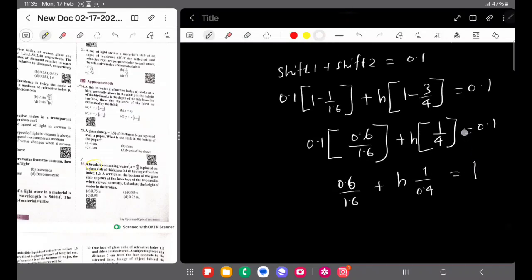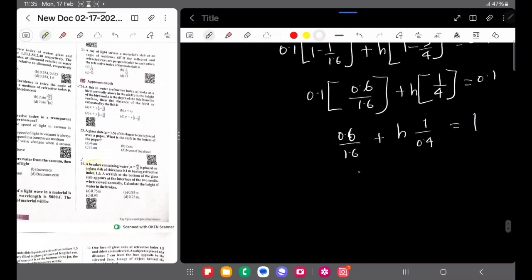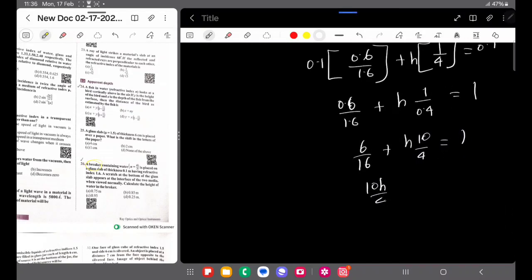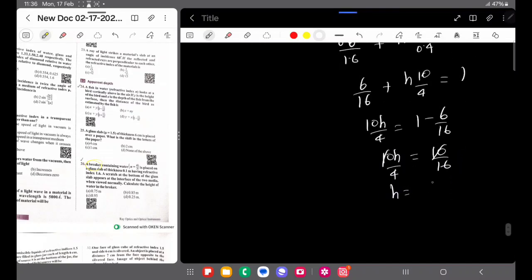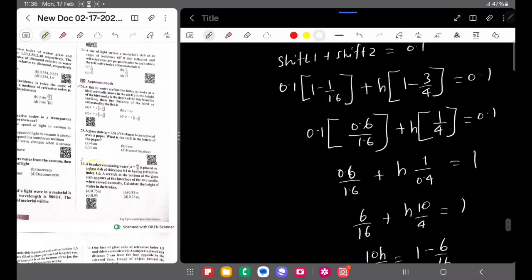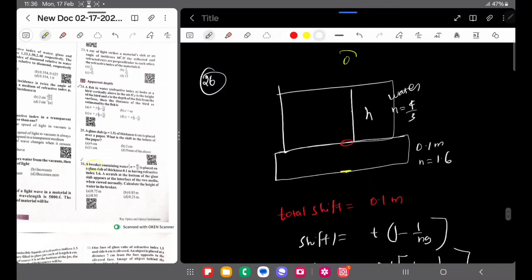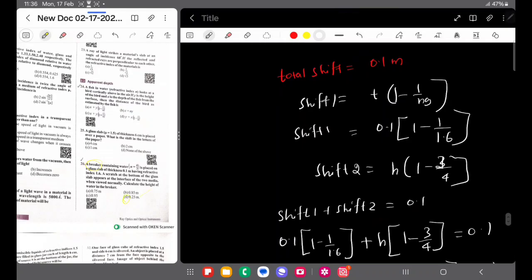So on this side we'll be having the 1. On simplifying this, I can rewrite the same as 6/16 plus 10h by 4 equal to 1. So what I got is 10h by 4 equal to 1 minus 6 by 16. So 16 minus 6, it's 10 by 16, and 10h by 4, the 10 will get cancelled off. I will be getting h is equal to 4 by 16, which is equal to 1 by 4. So the h value is equal to 0.25 meter. That should be the answer. So the height of the water should be equal to 0.25 meter.